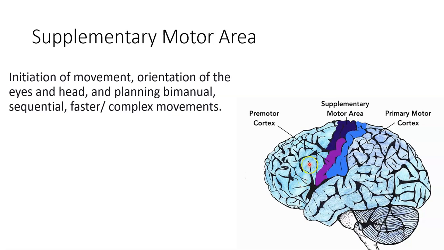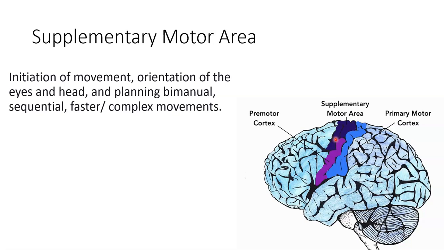Next is the supplementary motor area. So this is an area right in front of the primary motor cortex and just superior to the premotor cortex. The supplementary motor area is involved in, again, initiation of movement similar to the premotor area, but what it does specifically is the orientation of eyes and head. So suppose you want to kick a soccer ball, you need to see where the kick is or where the goal is, and orient your eyes and head to that action.